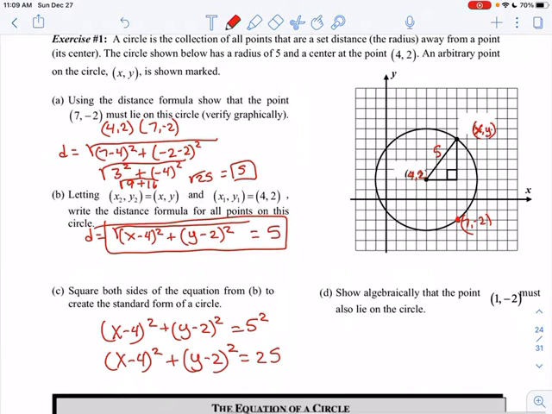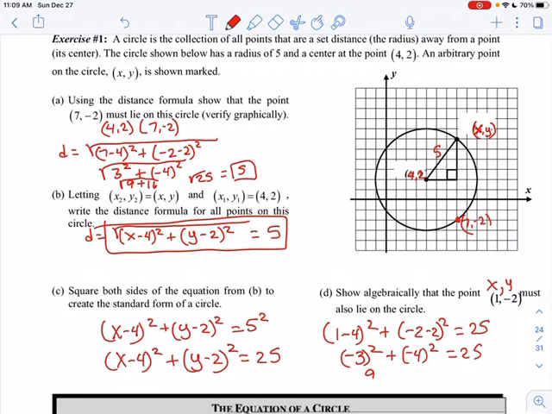All right. Show algebraically that the point 1, negative 2 must lie on this circle. So I'm just going to plug in 1 for x and negative 2 for y. So it's going to be 1 minus 4 squared plus negative 2 minus 2 squared equals 25. So this is negative 3 squared plus negative 4 squared equals 25. And 9 plus 16 is 25. That is true. So that point does lie on the circle.